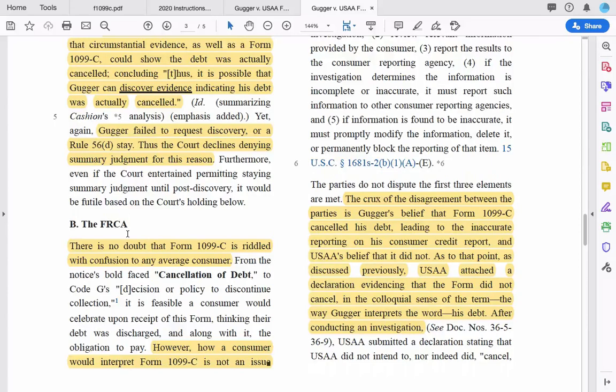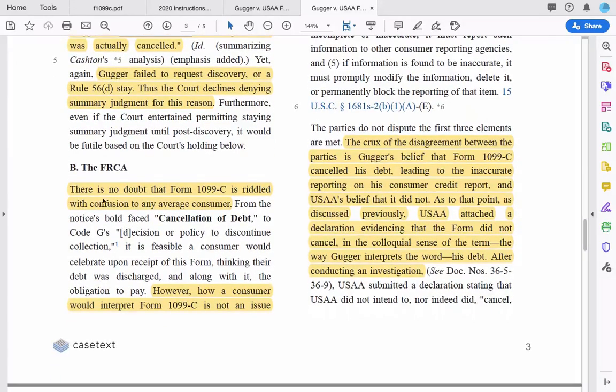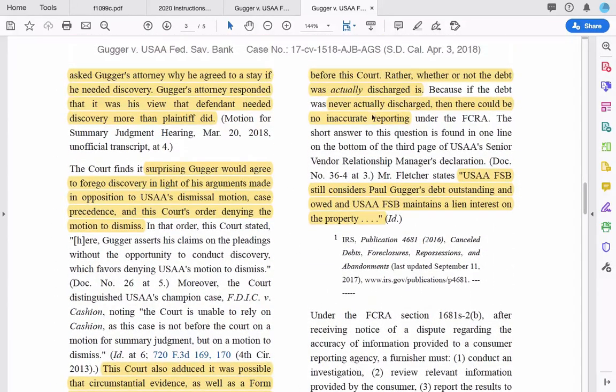And so I'll tell you, if the judge is setting forth the facts correctly, and I have no reason to doubt that, I think the judge is making the right decision there. Where I think the judge makes a mistake is with the FCRA. But whether I like it or not, whether I agree with it or not, we have to know what the judge says here. So it says there's no doubt Form 1099-C is riddled with confusion to any average consumer. However, how a consumer would interpret 1099-C is not an issue before this court. Rather, whether or not the debt was actually discharged is the issue.